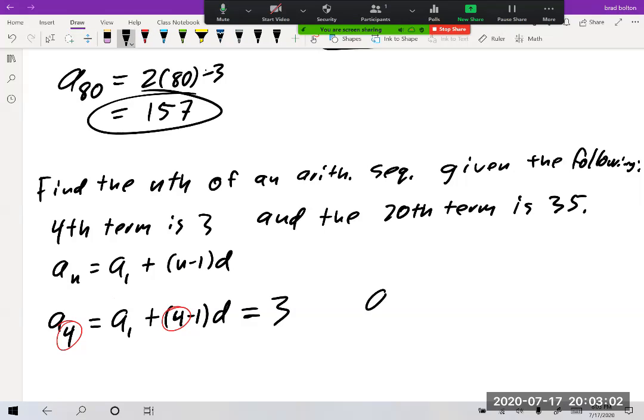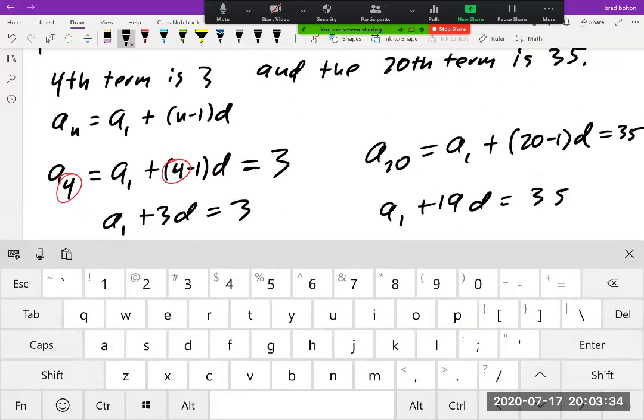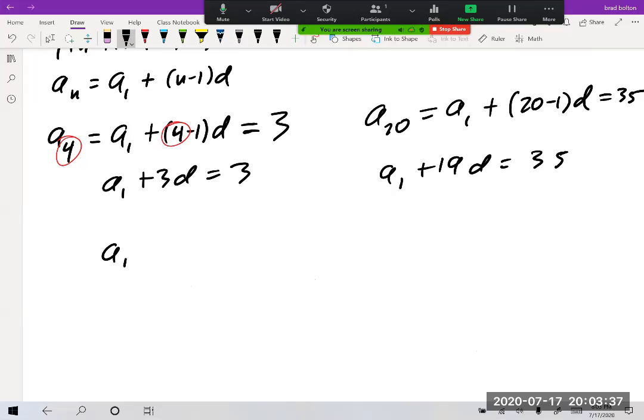They also told me that a sub 20 is worth 35. So that means a sub 1 plus n minus 1, so this would be 20 minus 1 times d, has to be 35. So let me set this up for you guys. This is a sub 1 plus 3d is equal to 3. This is a sub 1 plus 19d is equal to 35. Does this look familiar? This is a system of equations: a sub 1 plus 3d equals 3, and a sub 1 plus 19d is equal to 35.